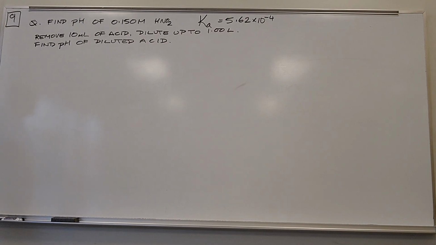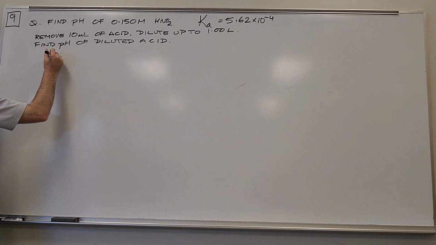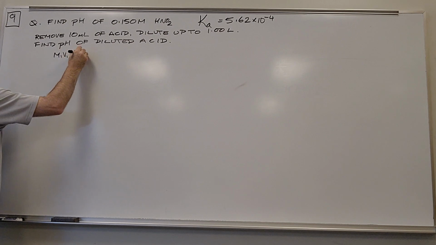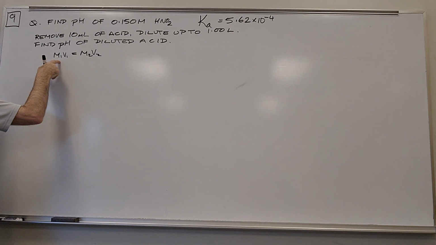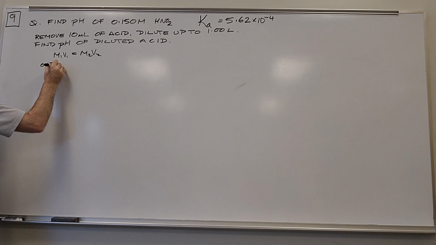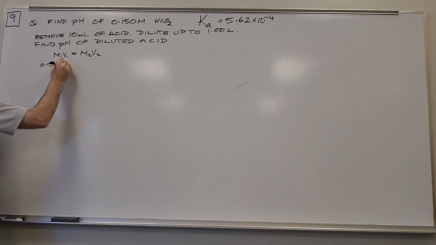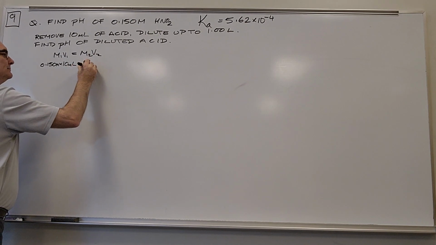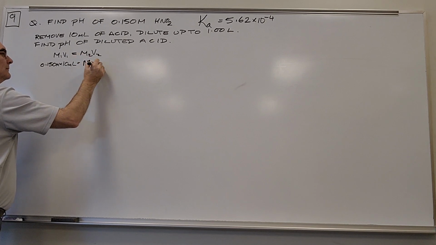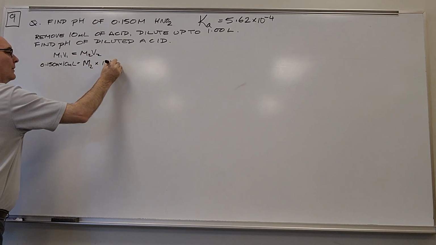I need to know the concentration of the new acid. How do I find that? M1V1 equals M2V2. Let's have this be the undiluted and that be the diluted. So 0.15 moles per liter times 10 milliliters equals some number M2 times 1 liter.